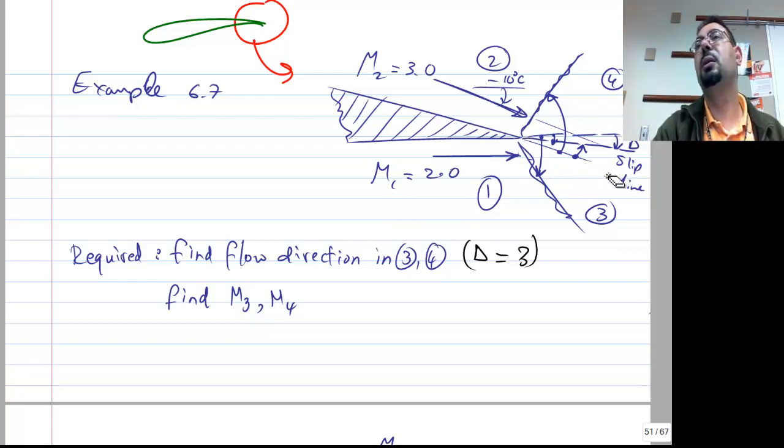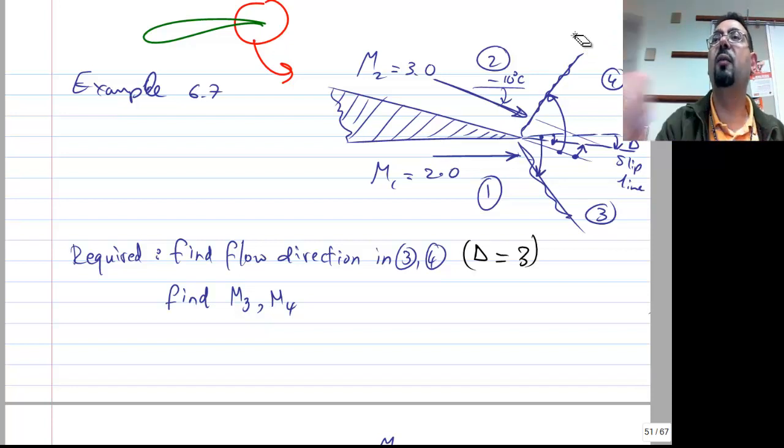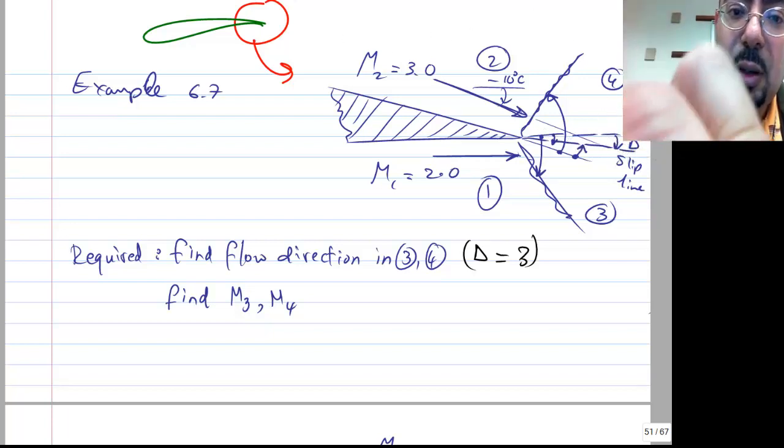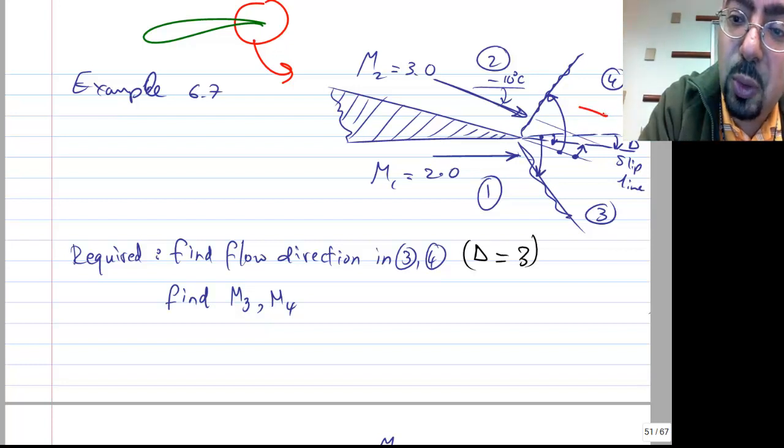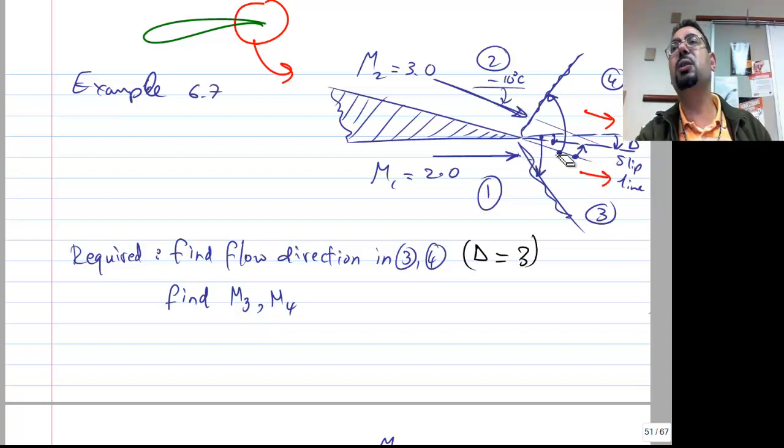And then, look at this. What happened here? Obviously, this flow cannot keep going down at 10 degrees and this flow cannot keep going horizontally, right? Because they will run into each other. So what will happen? They will have to have a common direction. The slip line, see that slip line? This is the slip line, making delta with the horizontal. And everything now, after this, will have to go in that common direction.